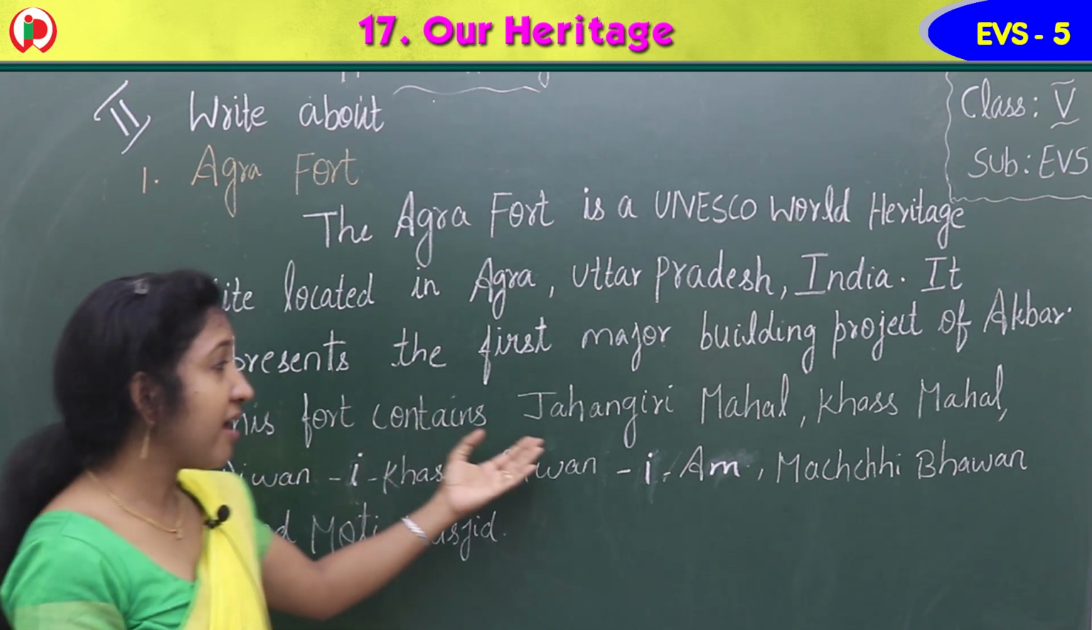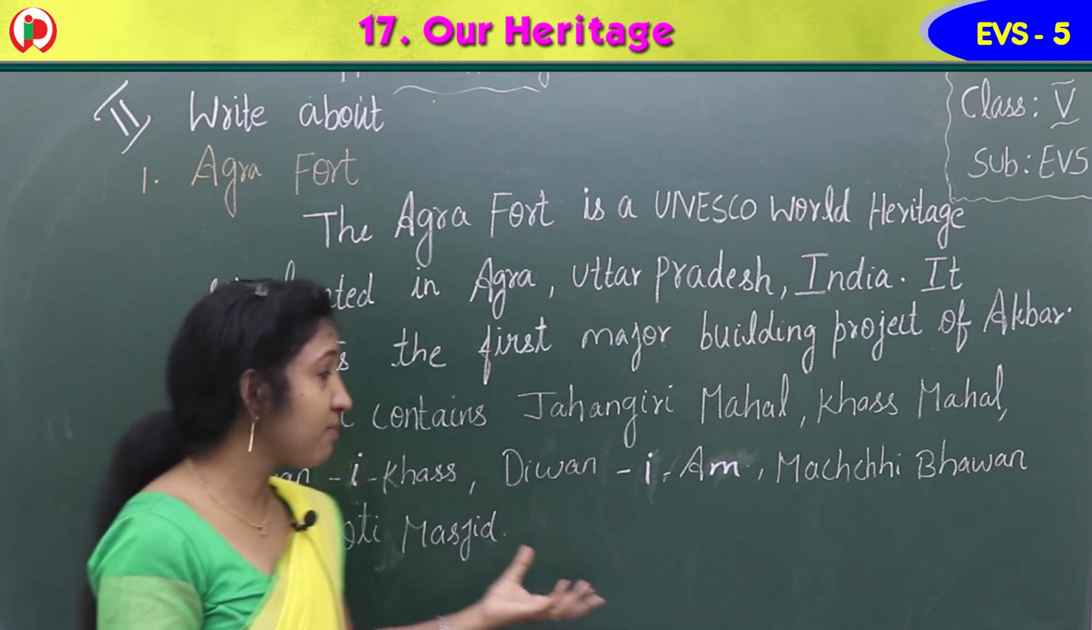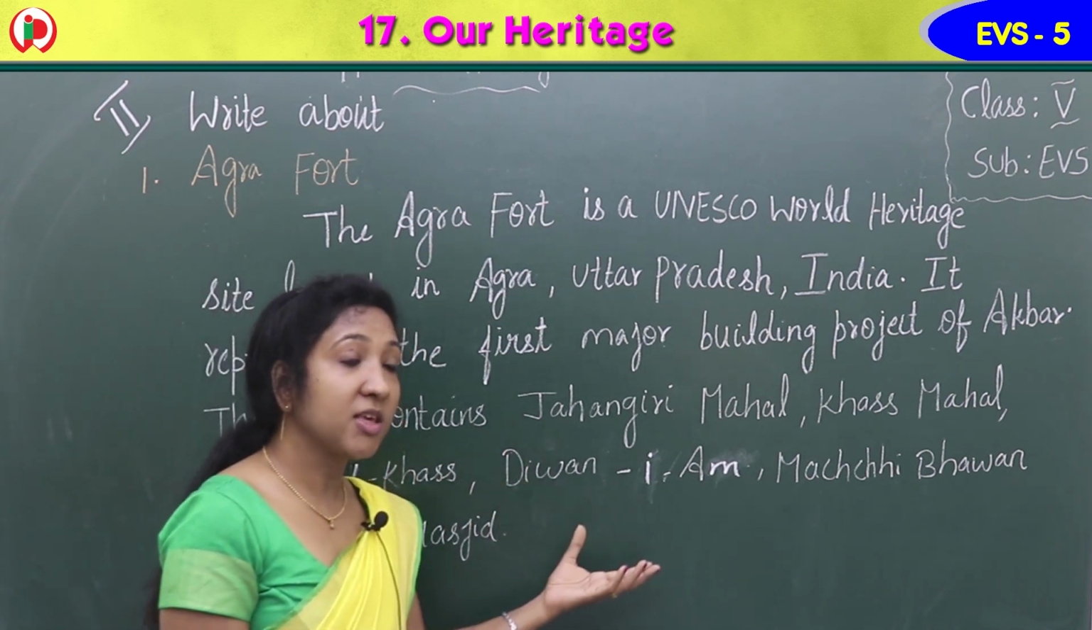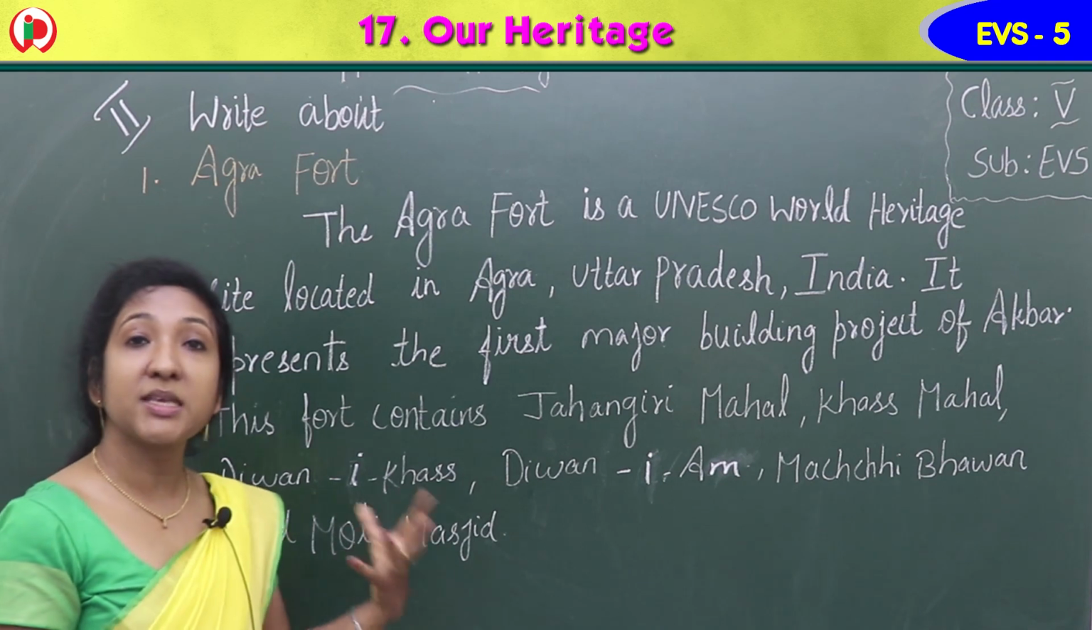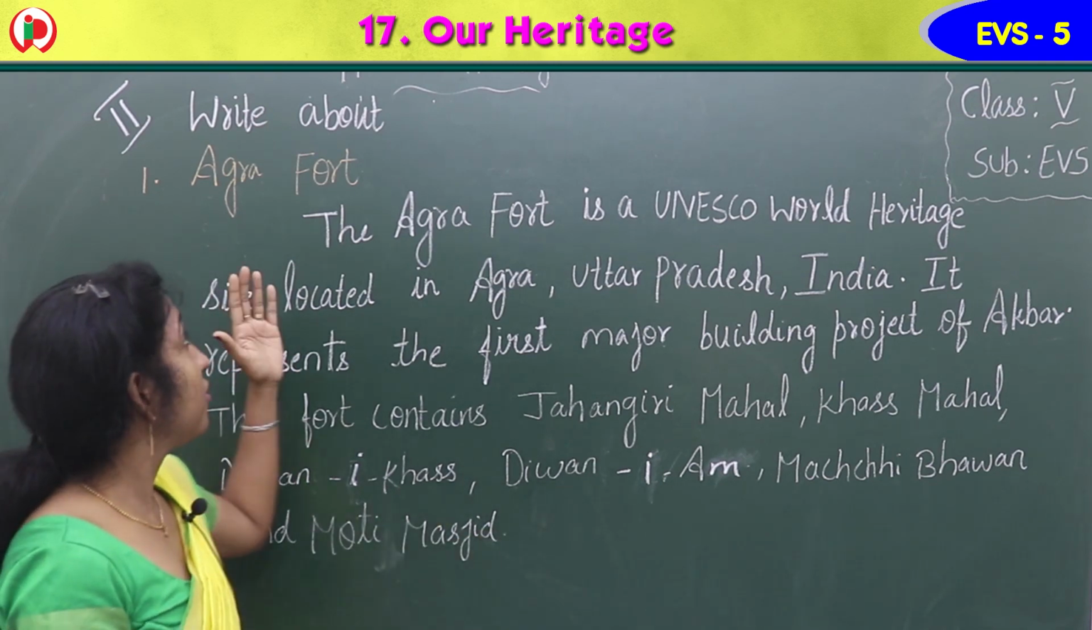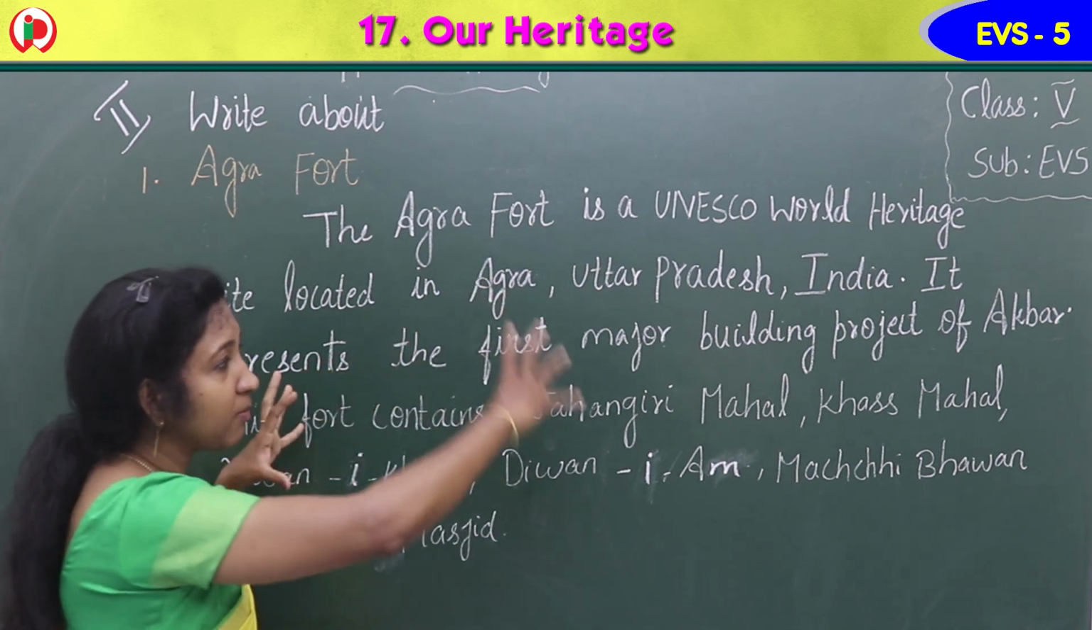They are Jahangiri Mahal, Khas Mahal, Diwane Khas, Diwane Am, Machi Bhavan and Moti Masjid. These are the important units in Agra Fort. So if you write about Agra Fort, you have to write about these things.